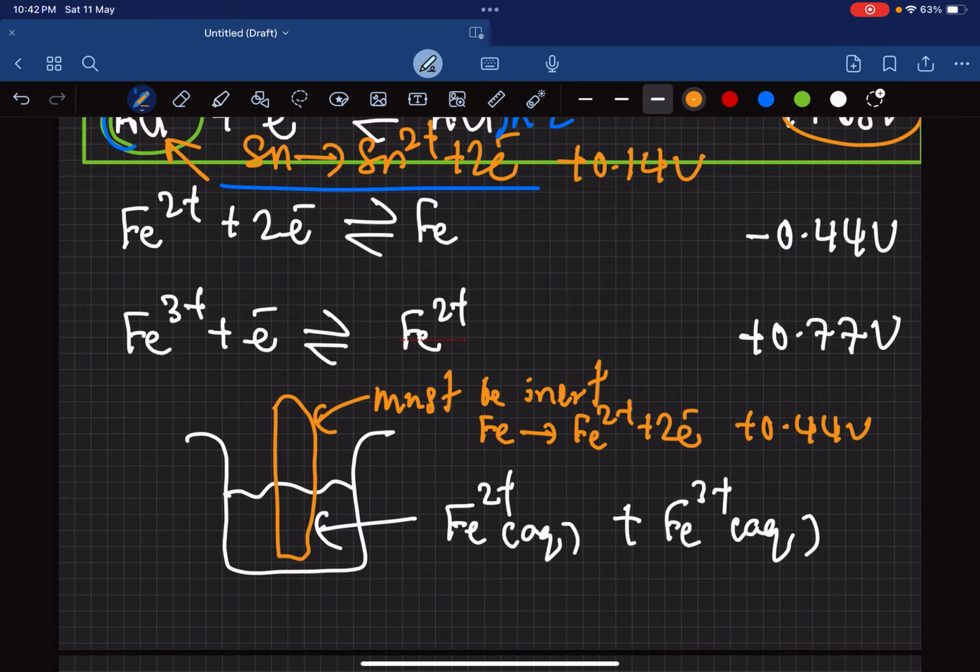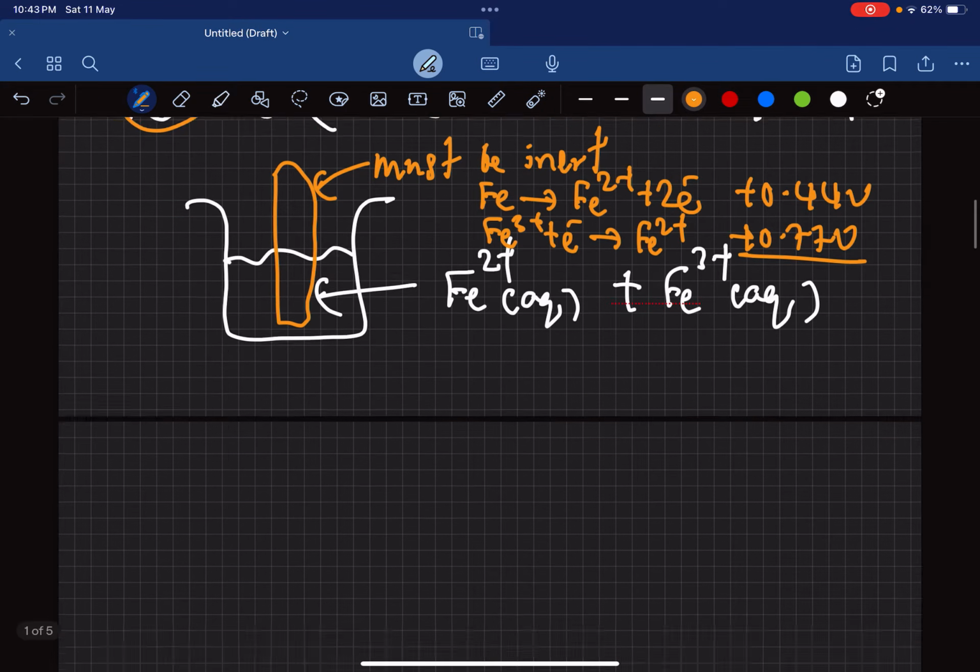Understand? And then in the solution there is Fe3+, right? So the Fe3+ will pick the electrons up and become Fe2+, and this will be positive 0.77. So the Fe will react with the Fe3+ straight away. So no electricity will be generated. Understand? Okay, there will be no electricity generated.